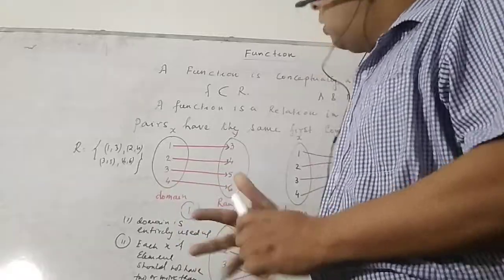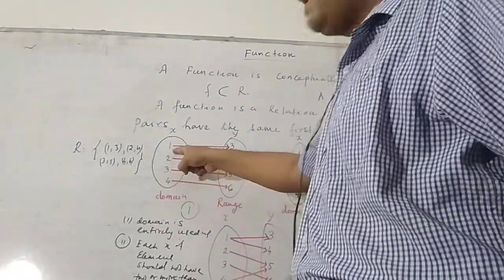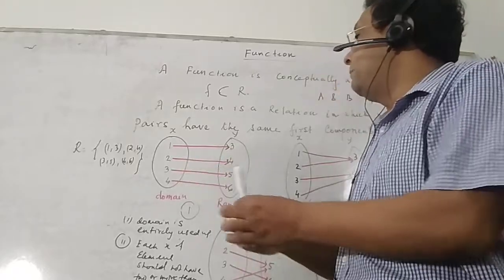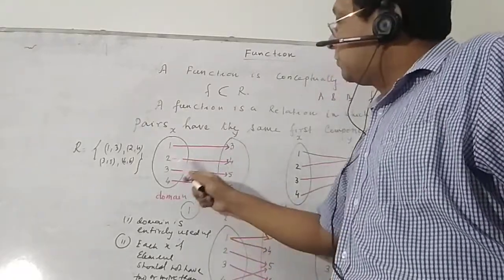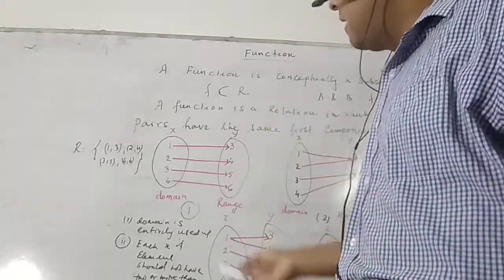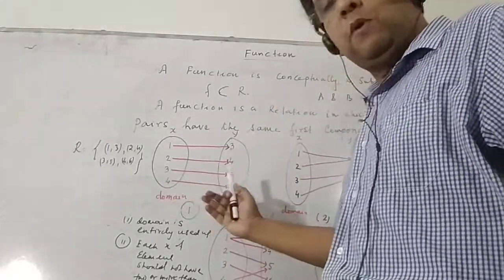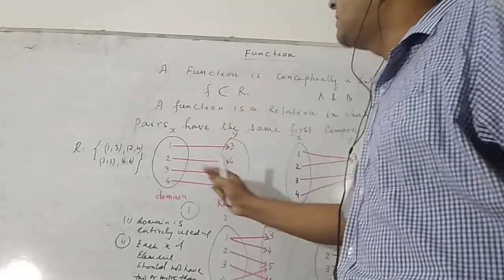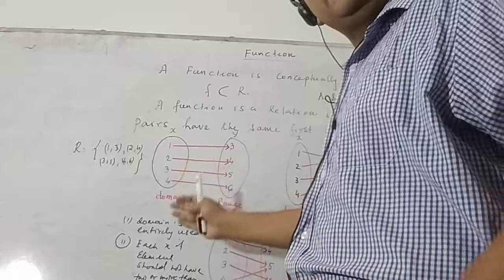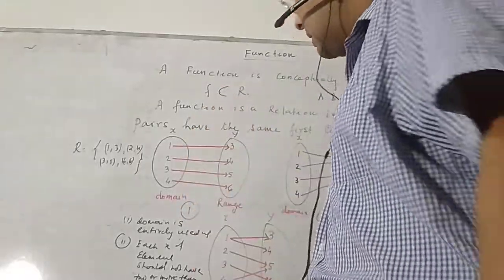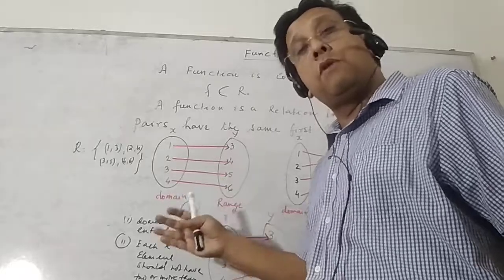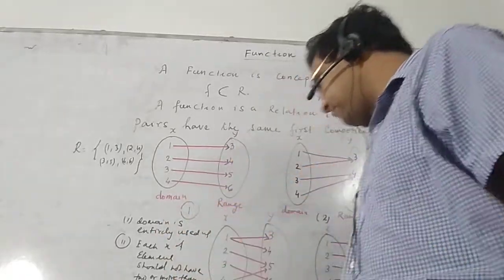Here you see all of this: 1, 2, 3, 4. The 1 has a corresponding image 3, 2 has a corresponding image 4, 3 has a corresponding image 5, and 4 also has the corresponding image 6, and thus they have formed these ordered pairs. Therefore we can say yes, it is a function. Later on we'll explain that this type of function is known as a 1-1 function. Again I will come back to this.